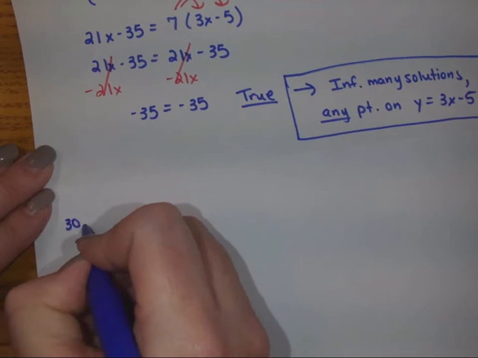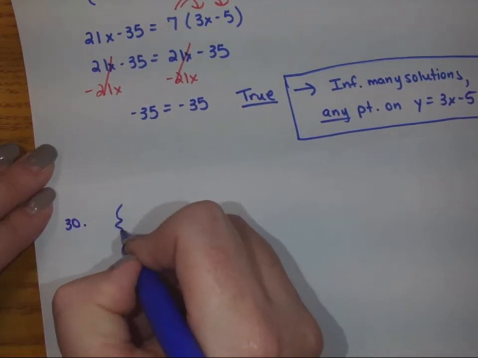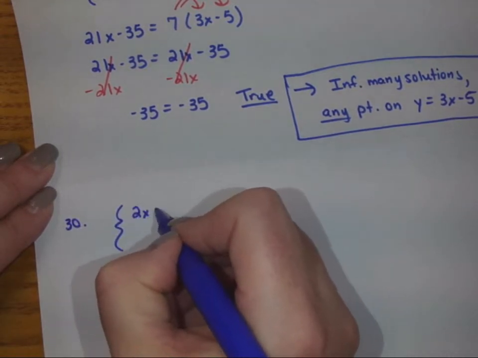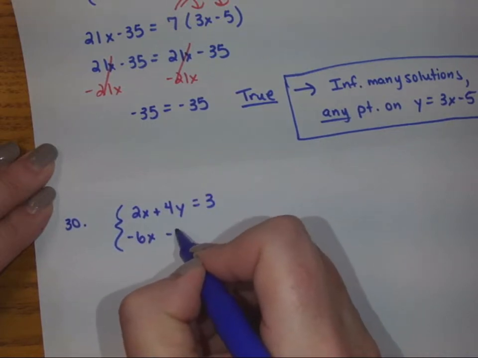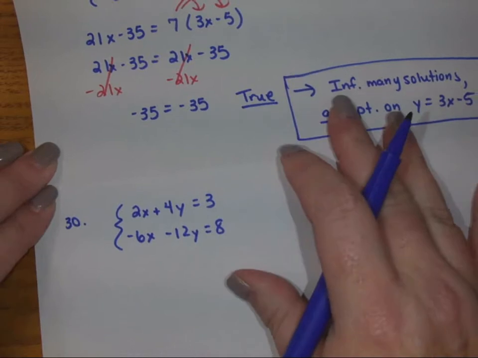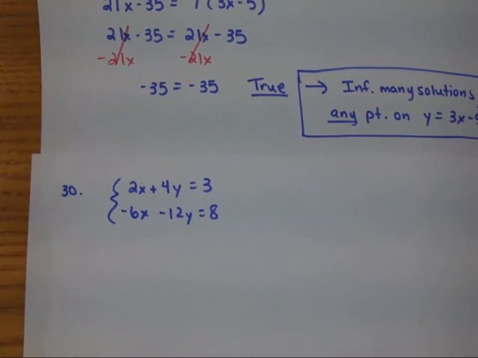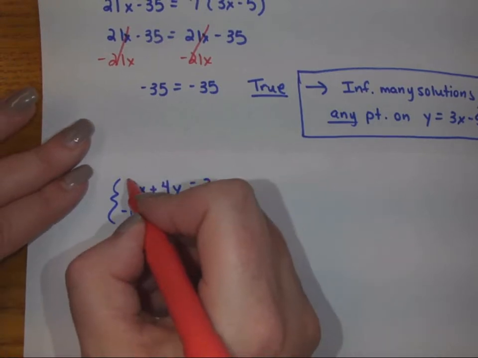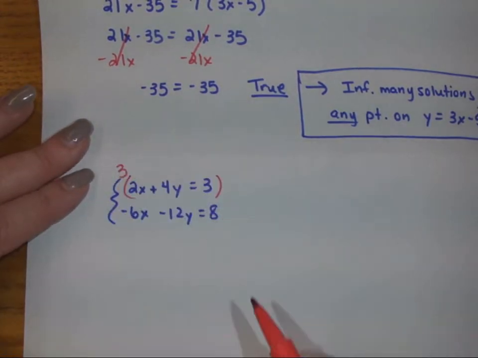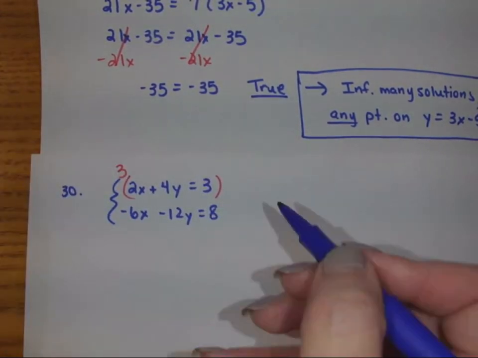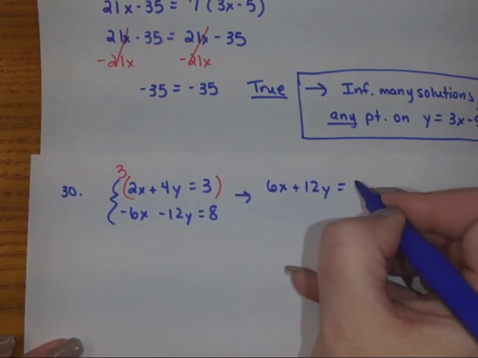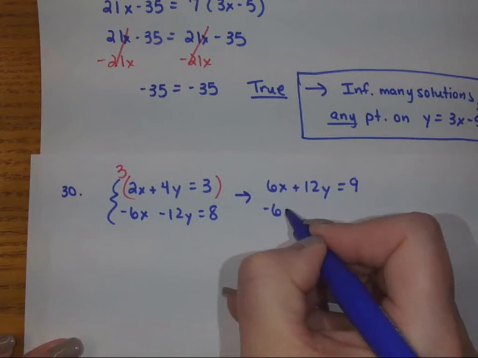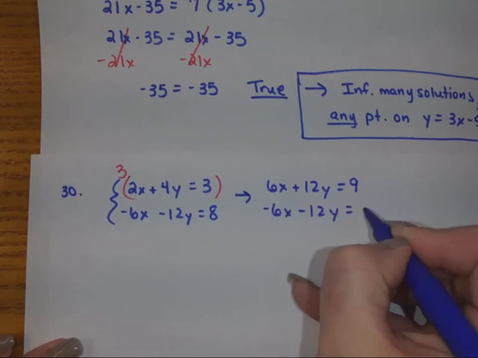All right, so number 30, I gave you a choice. So you might have an occasional question on the test where you're given a choice on how to solve it. So just like the last problem was kind of set up to be a perfect substitution problem, I think this problem is set up to be a perfect addition problem or elimination problem. So let's say I want to get rid of x, so I'm going to triple everything because that'll give me a 6 where I want it. So I'm going to get 6x plus 12y equals 9, and then I'm going to try to add that to the second equation.